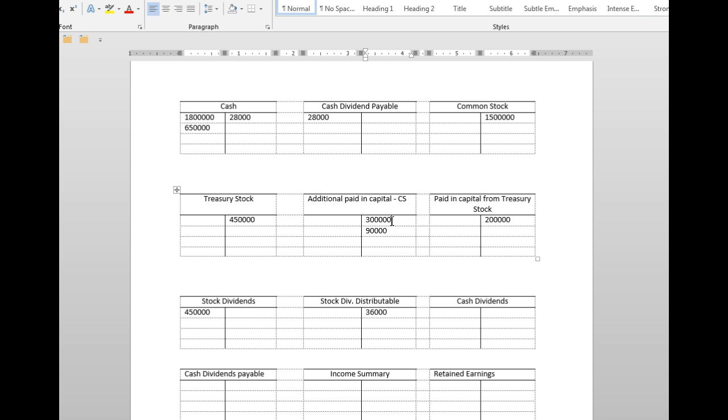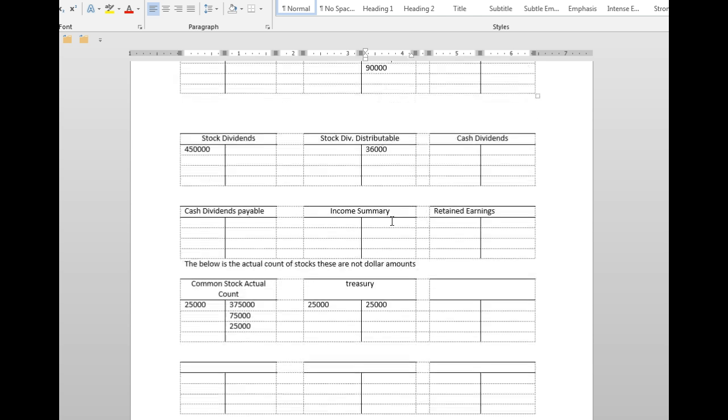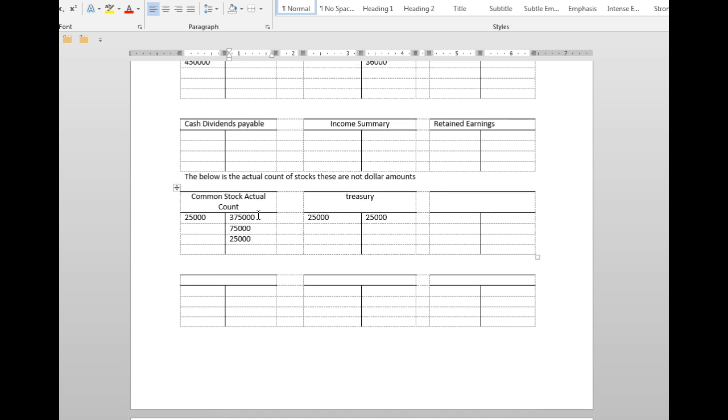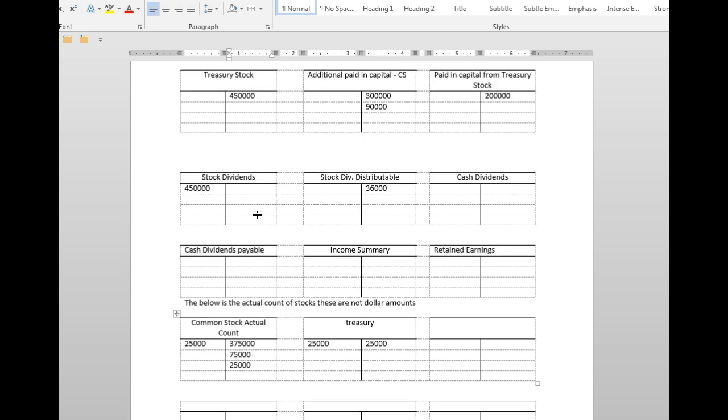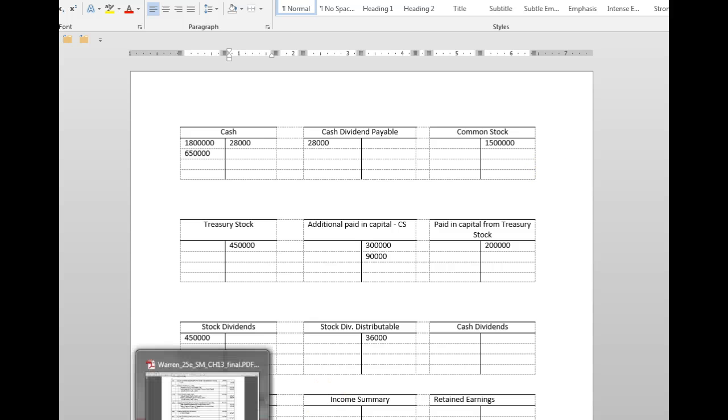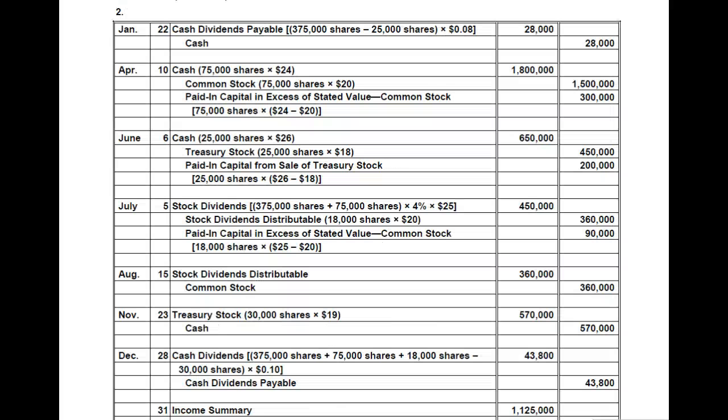One additional thing that I'm going to do here is add that 75,000 shares to my actual account. Now, I've got 25,000 over here because we have those out in treasury, remember? So I've just added 75,000 to the pot. We want to keep a running total on that. So that takes care of April 10th.